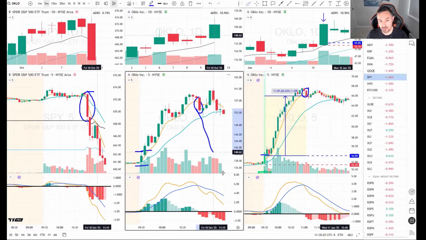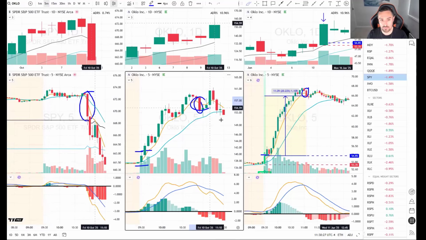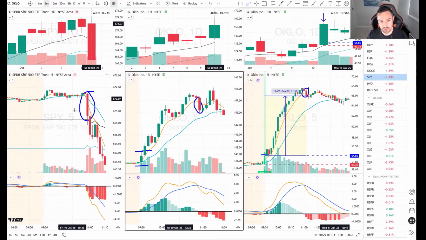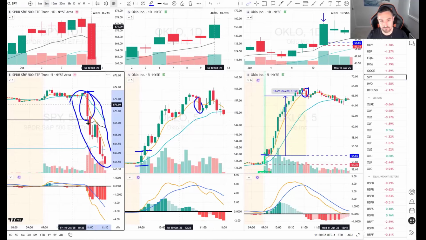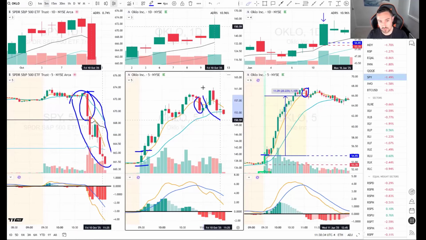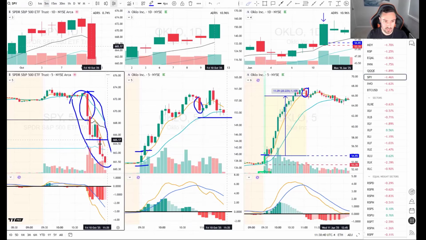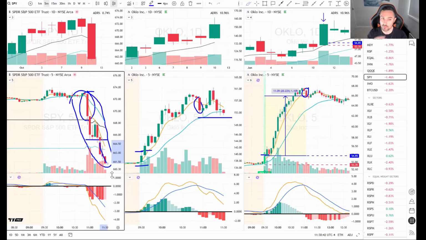The SPY is a big flush underneath low of day. Oklo, nope. And even if you look now, this is live as we're filming this, SPY continues to flush, flush, flush, yeah? Look at that. Whereas Oklo is only here. Oklo is actually still holding the prior low that it set at 11 a.m. The low at 11 a.m. for the SPY is here. So it's made another lower low intraday.